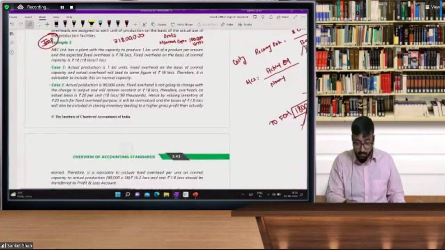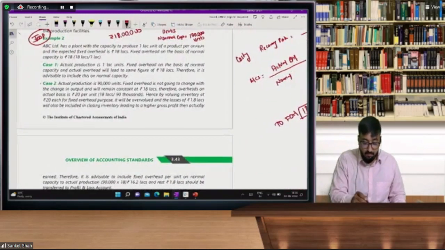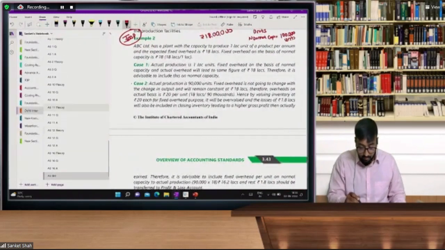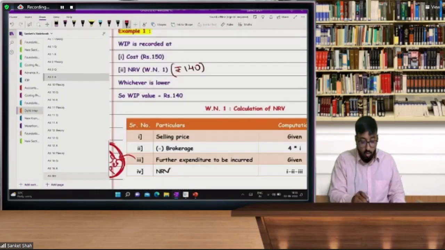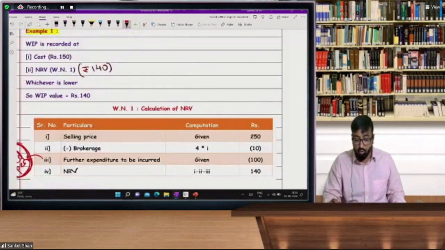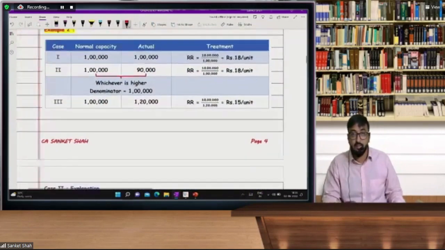Friends, how to present the answer in exam? Yes. So what is the principle? Please, can you answer it? What is the principle of fixed overhead calculation? Yes. Tell me the answer.